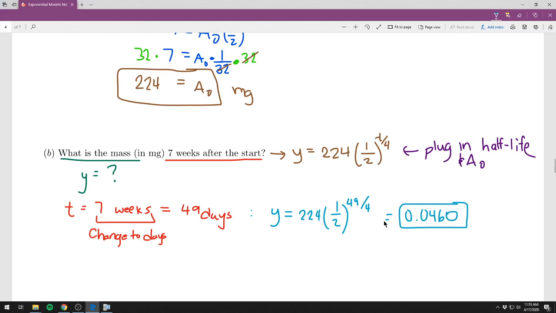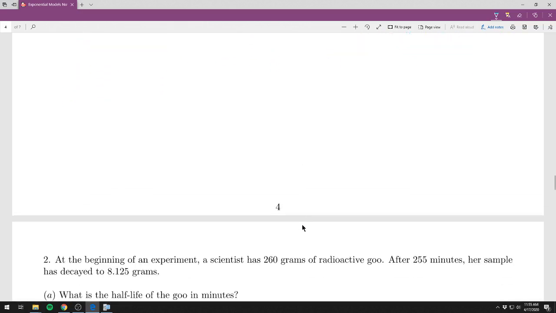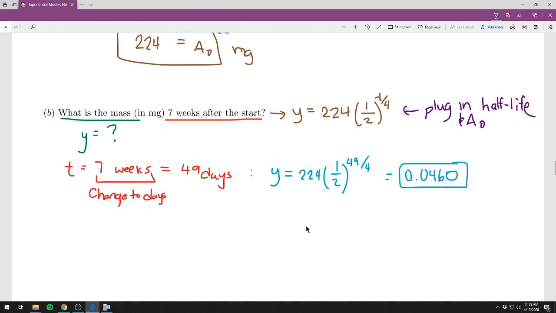Right. One thing to keep in mind here, if this number seems really tiny, it actually makes sense. This exponent is a little more than 12 if you type it in your calculator, because 48 is 4 times 12. So it's a little bigger than 12. What's happened after 49 days is that this number, 224, has been cut in half over 12 times. And when it gets cut in half over 12 times, it becomes very small. Right, but for this problem, that is it.